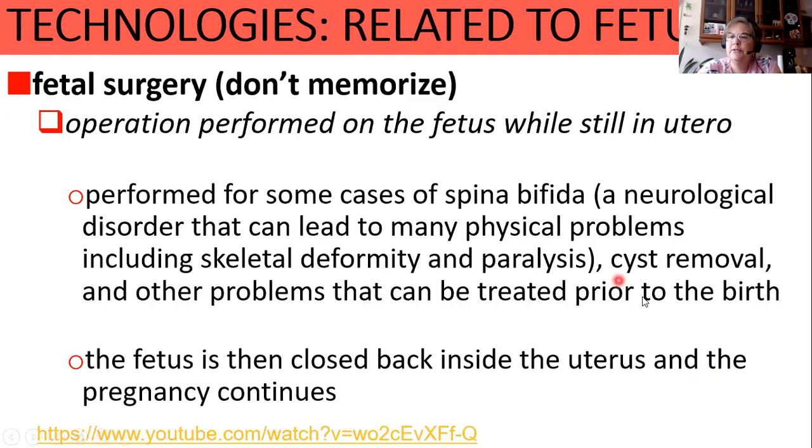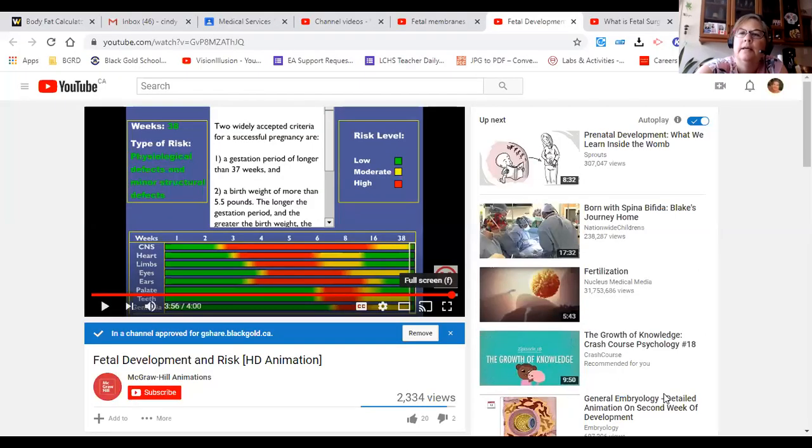So they can also use it to remove a cyst. There could be a cyst on baby that's maybe going to inhibit some of the development of an organ or other problems. And then the fetus just gets closed right back up inside the uterus. So I was looking at different examples, but I just thought for this video here, it's just a quick little what it is video.